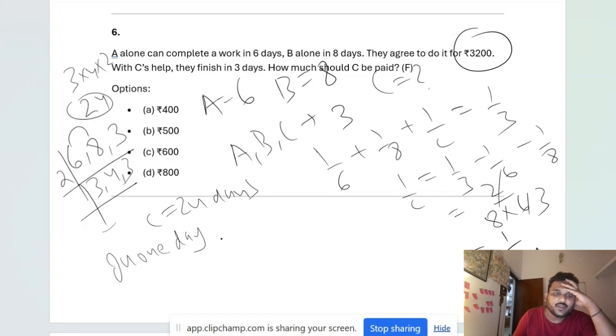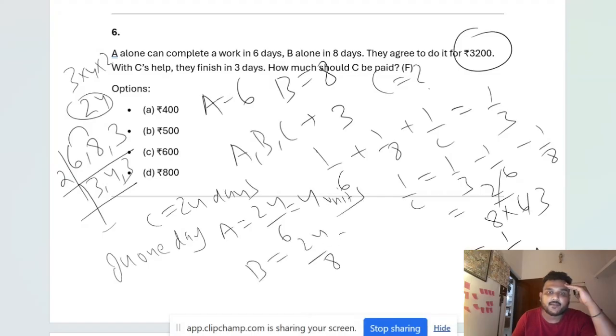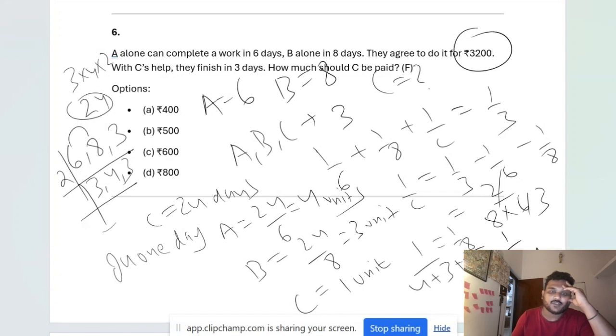So, in one day, A will do how much work? 24 upon 6: 6, 12, 18, 24. So, 4 units. Similarly, B will do 3 units in one day. And now we need to find out C, which was 24 days. So, only 1 unit. Now, this is how we should pay him. He's only doing 1 unit of work, and the total number of units is 8. So 1 by 8 of the total money we should be giving him.